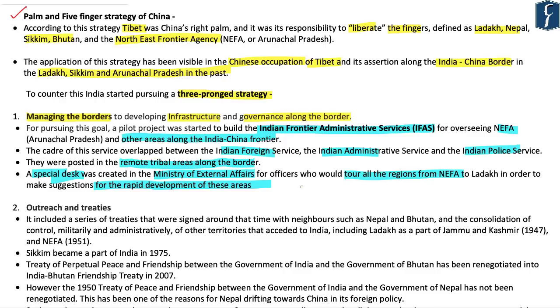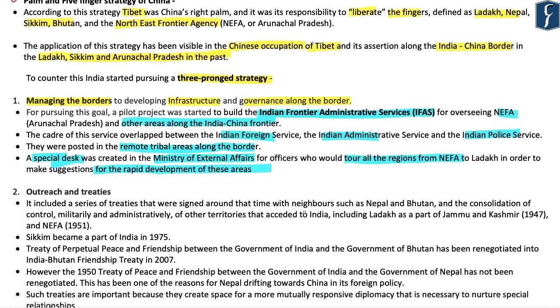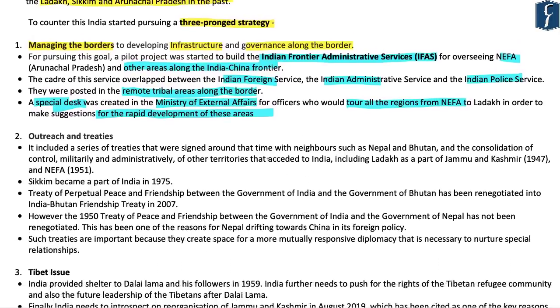So firstly, India thought, let us manage the areas along the India-China borders by developing infrastructure and a governance system. And for that, it came up with the Indian Frontier Administrative Service. Hence the author is of the opinion that there is a need to revive this idea of a specialized service similar to the IFAS. The second prong of India's strategy was its outreach and the treaties which it signed.